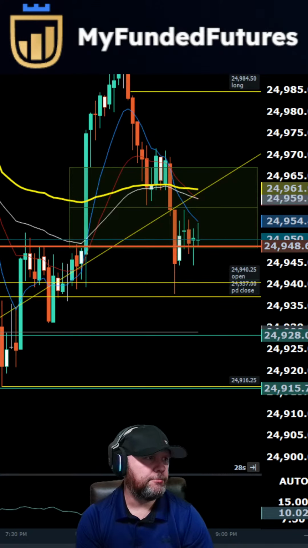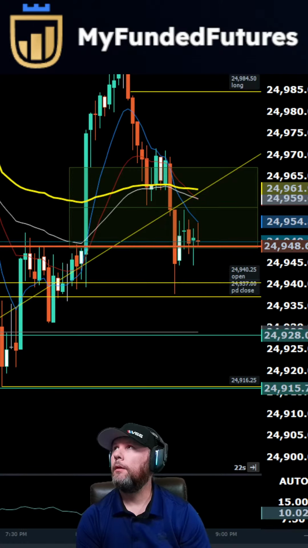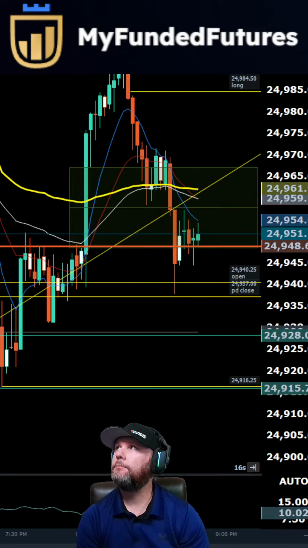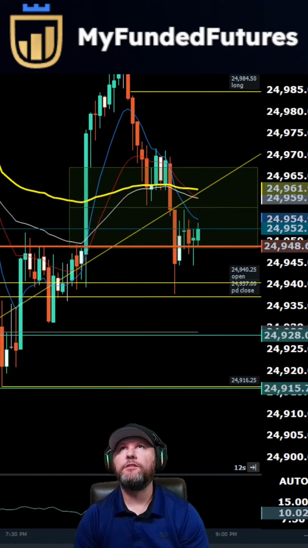It is a range play. It still might work, but might be waiting for the top of the hour. Let's see if this new 5-minute candle does anything. Got 20 seconds on the new 5-minute candle.